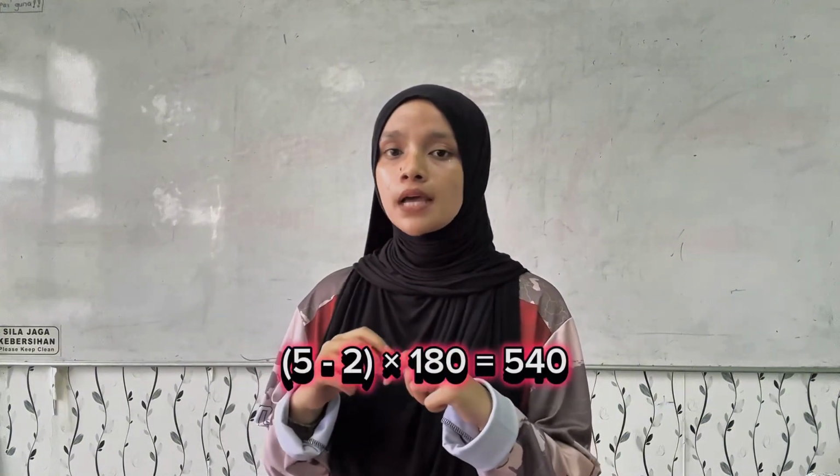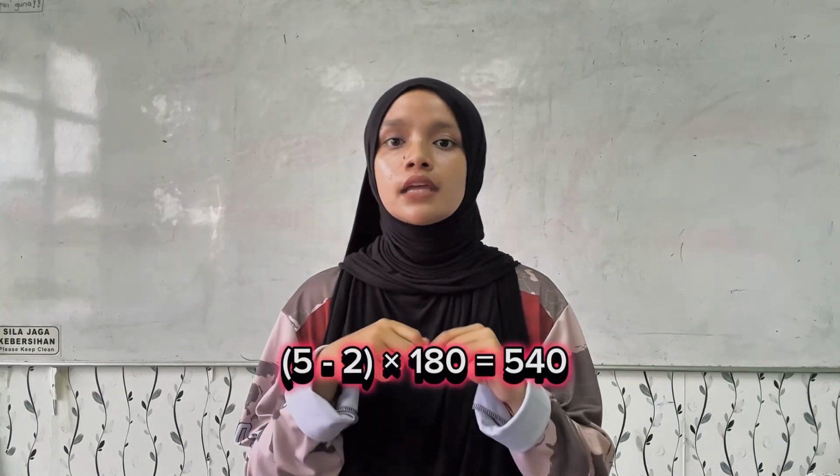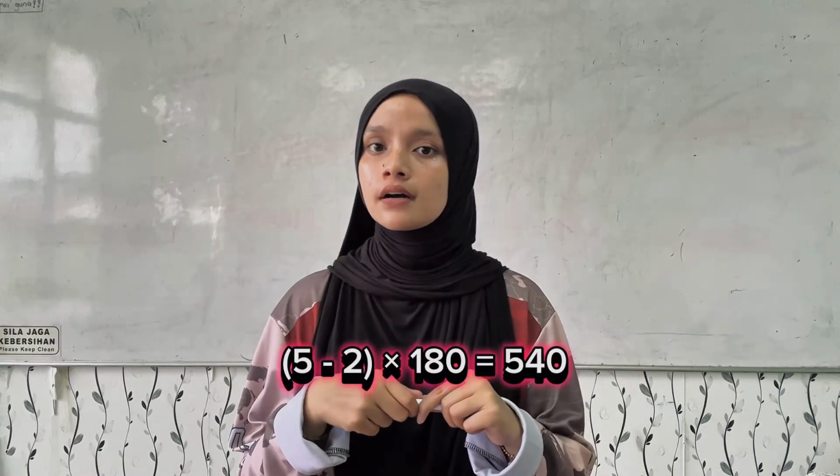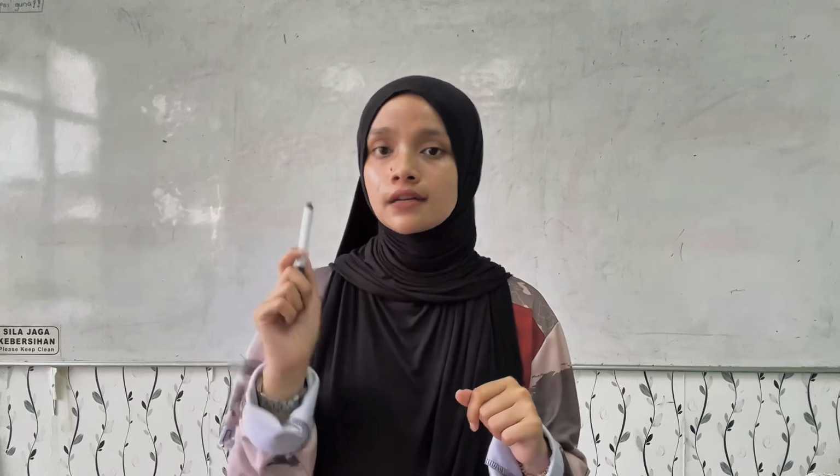So let's try it with a pentagon. A pentagon has 5 sides, right? So we calculate using the formula: 5 minus 2 multiplied by 180 equals 540. And we got the answer, which is 540.